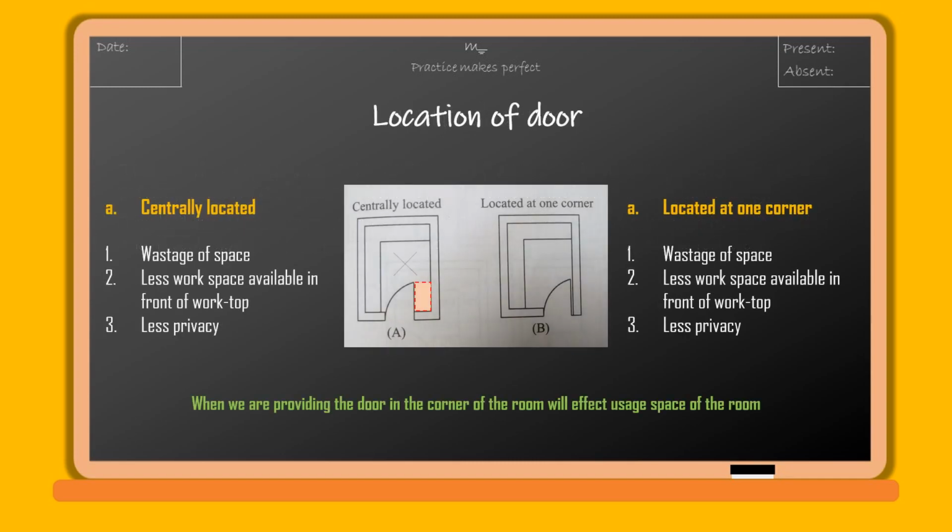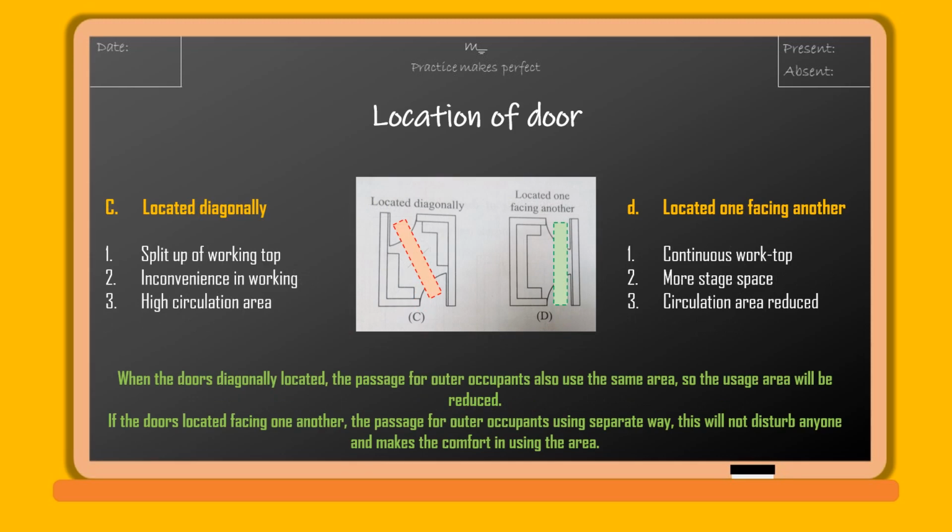The main door can be located in the middle of the building, but for a room, always try to locate the doors at the corner of the room, so that we avoid wasting space in a room. In this type, we need to locate the doors facing each other, because this location will give comfort in using the room, and the outer occupants can easily move from one room to another without causing any disturbance and obstruction to the user.